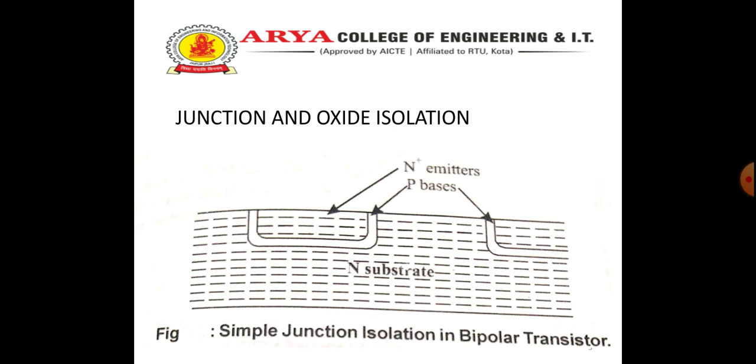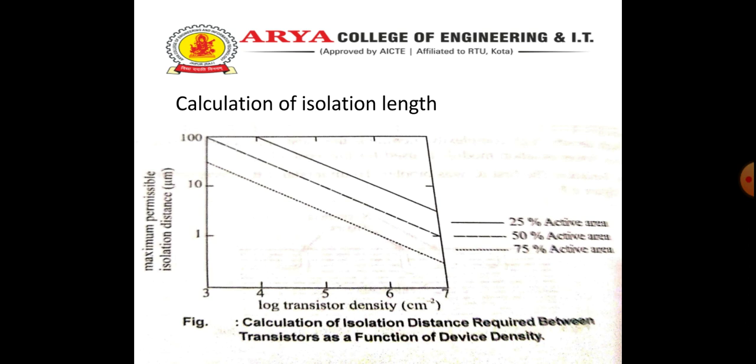So the figure shows junction and oxide isolation. Simple junction isolation in bipolar transistor. The emitters of two adjacent transistors are automatically isolated from each other because each emitter is totally enclosed in base diffusion. For the layers to be isolated from each other, there must be large energy barriers between the holes in the two base regions.